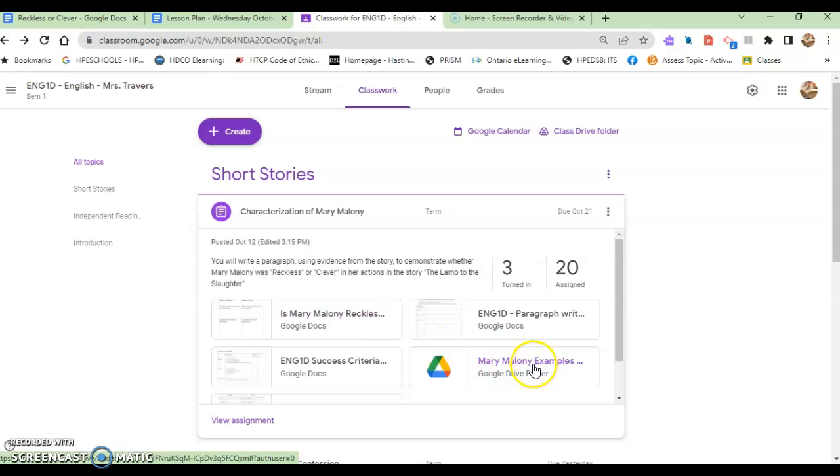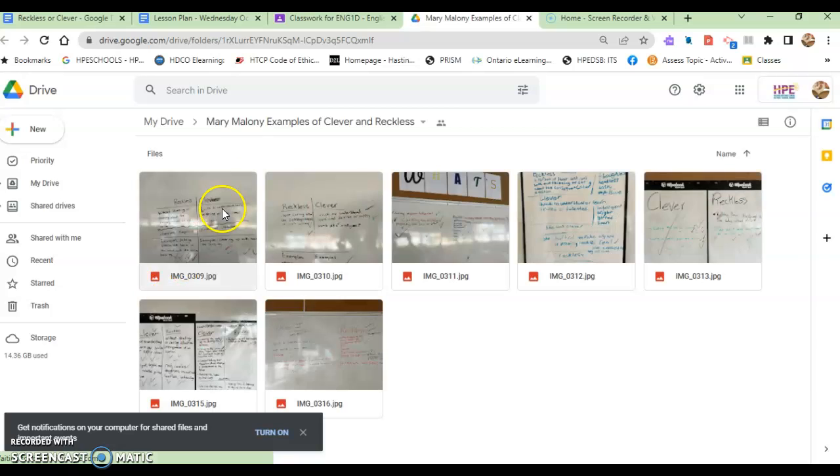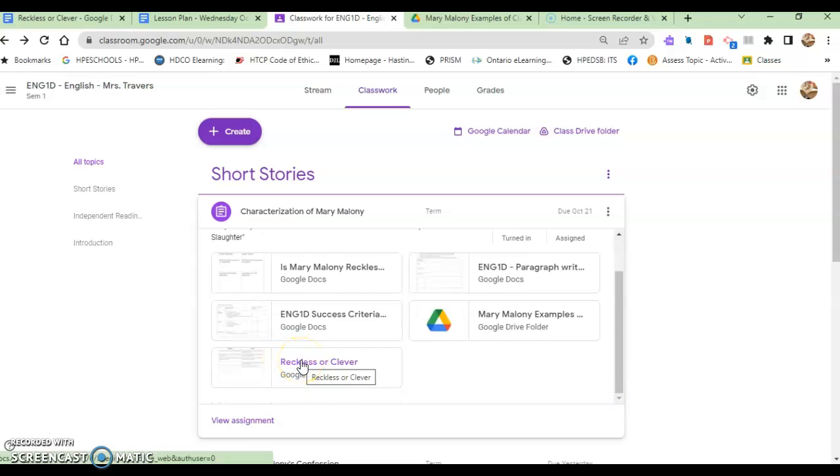I also wanted to point out here that I have posted the pictures of your charts here, and that you have the summarized example on paper, and it's also posted here as to what the examples were that Mary Malony was either reckless or clever.